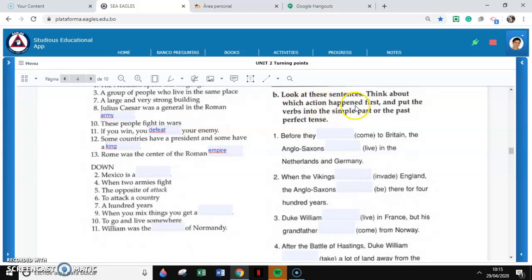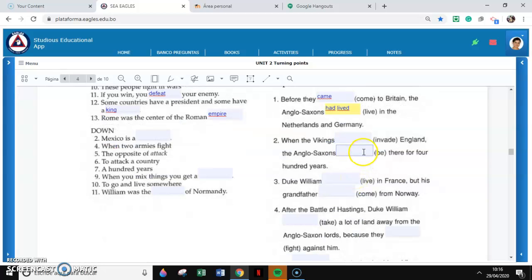So look at these sentences. Think about which action happened first and put the verbs into the simple past or the past perfect tense. So we need to identify what action happens first to use the past simple tense and then what happens next to use the past perfect tense. So before they came to Britain, the Anglo-Saxons had lived. Remember to use the past participle form of the word.